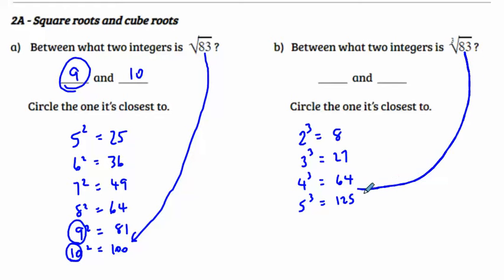83 is clearly in between 64 and 125, which means that it's going to be in between 4 and 5. And so our last question is, is 83 closer to 64 or 125? And the 80s are certainly closer to the 60s than the 120s, so it's going to be closer to 4.